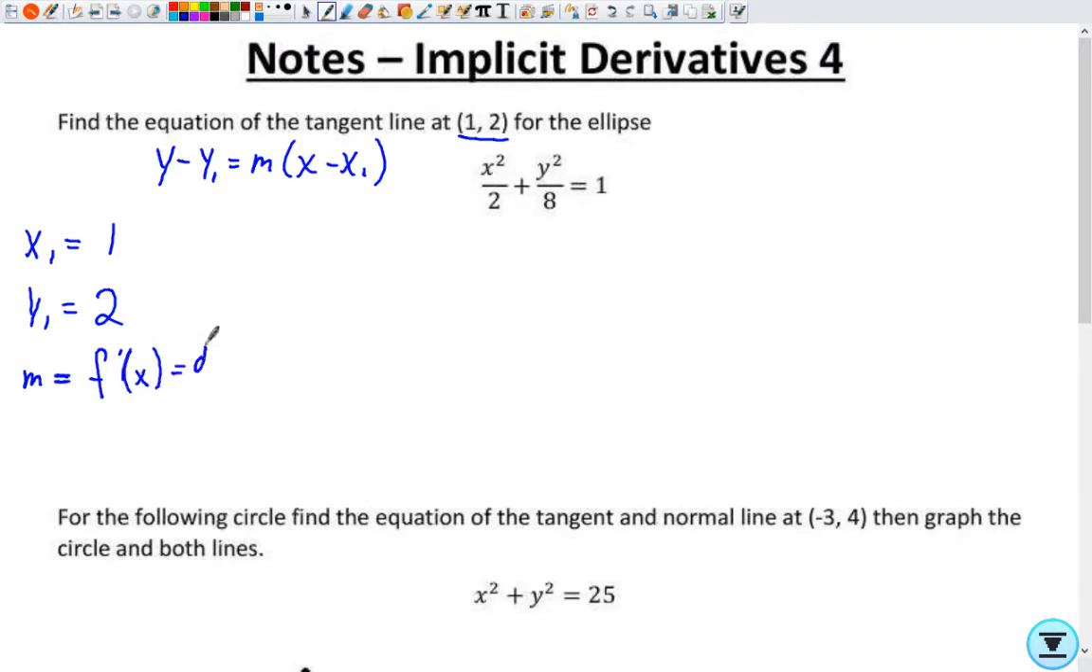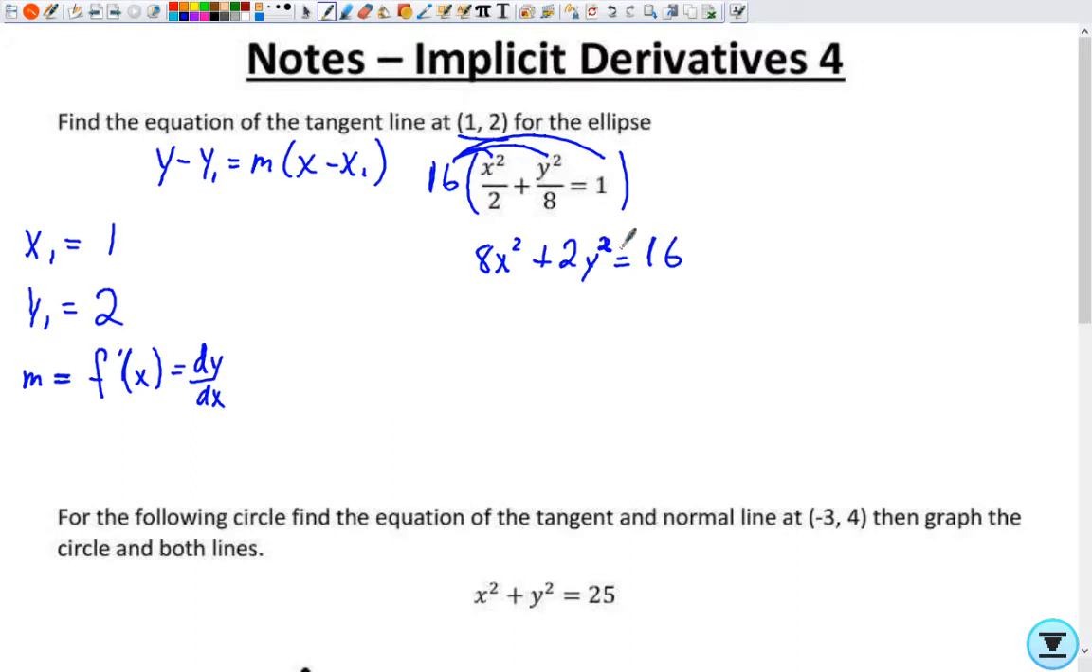So in this case, we need to find dy over dx. We come over here to our ellipse equation, and we need to find the slope of this ellipse at the point (1, 2). The first thing I'm going to do to make my life a whole lot easier is multiply everything by 16. I'm going to distribute it in, multiply both sides by 16. And of course, 16 divided by 2, I end up with 8x squared plus 2y squared equals 16.